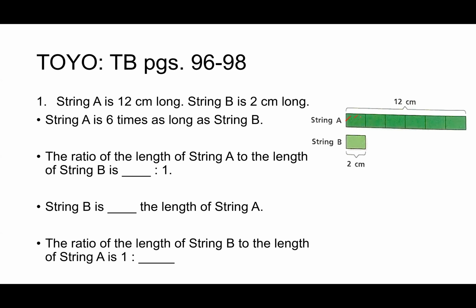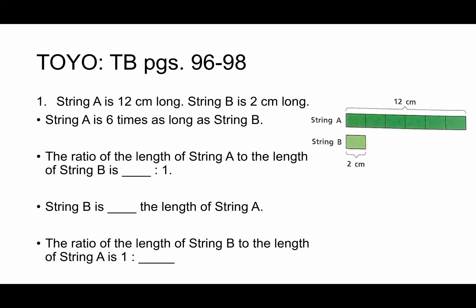So notice I have 6 units that represent string A. How many centimeters is each unit comprised of? Can you guys tell by looking at the bar model? No, that's my entire length of my ribbon. I'm asking how many centimeters is each unit comprised of right now? 2 centimeters, good. I just wanted to make sure we all understood that.